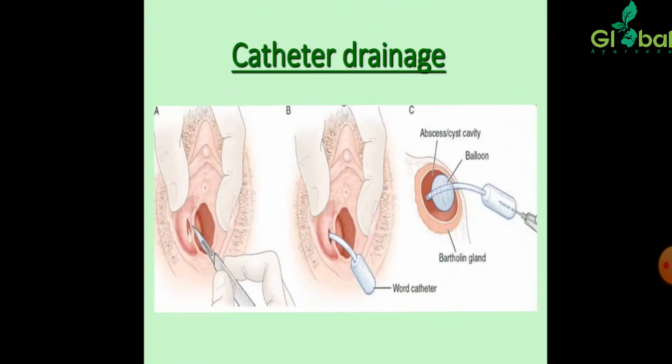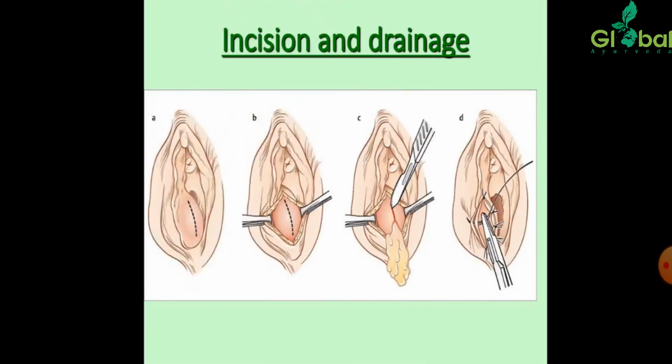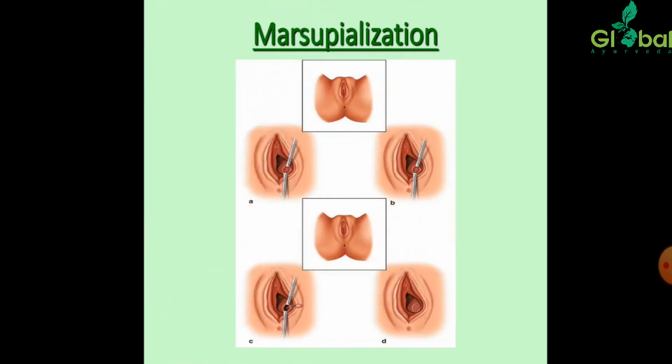This is the picture showing the catheter drainage of Bartholin cyst abscess. See, first the incision is taken and then the catheter is put inside. This is the picture showing incision and drainage and then suturing done. This is the picture showing marsupialization of Bartholin cyst.